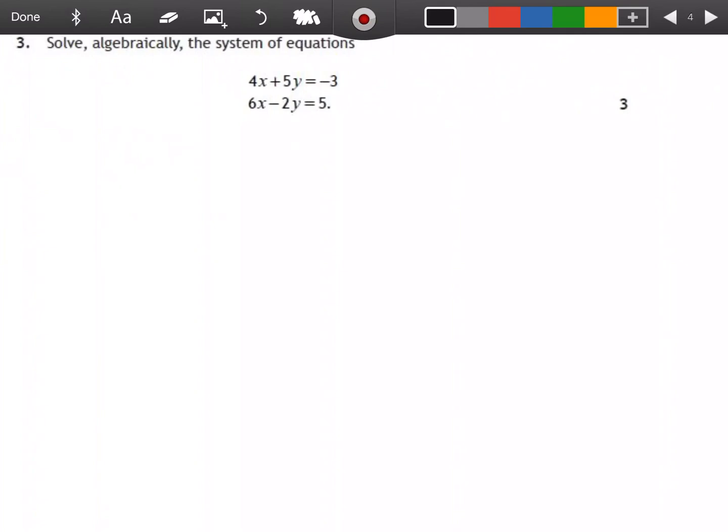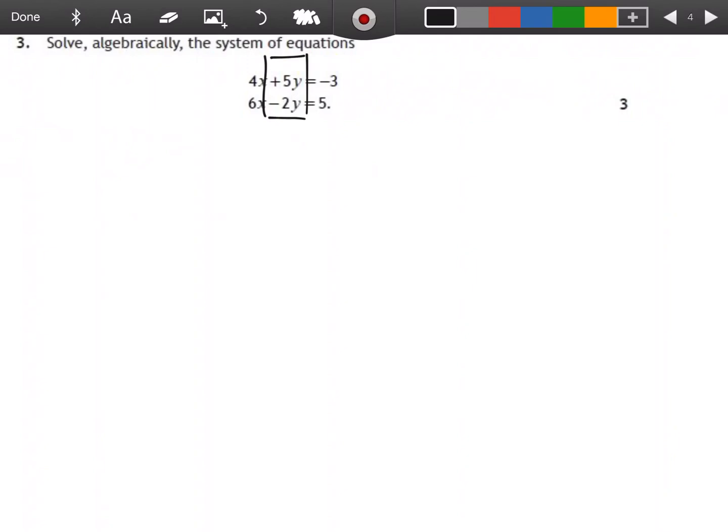Number 3, solve algebraically the system of equations. So we've got simultaneous equations, one equation above the other. The method that I use, and remember, go back and just double check if you use a slightly different method. Some teachers do, so don't worry, as long as you get the right answer and can show your working. The method that I would use here is I'd be looking to get the y terms up to the same value. I've got a positive 5 at the top and a negative 2 at the bottom.